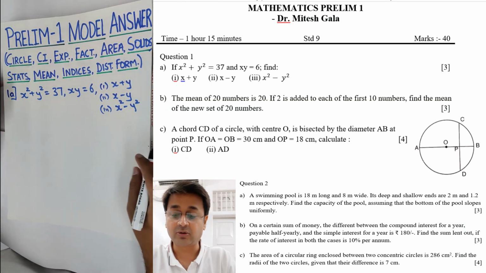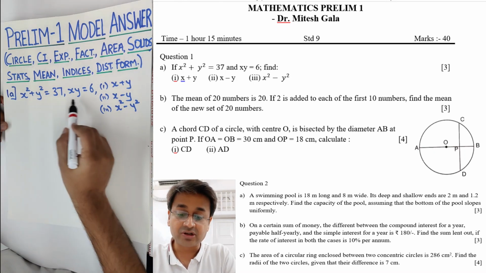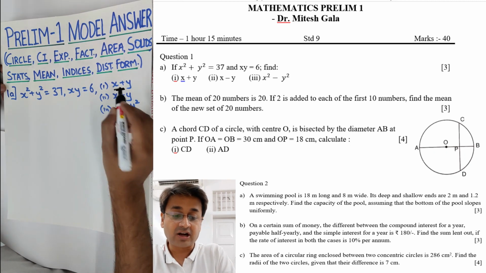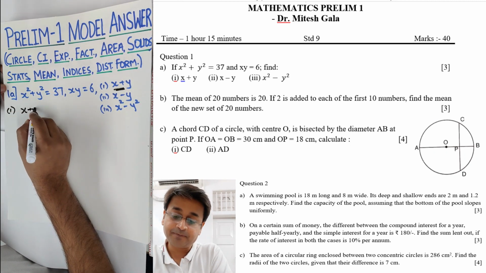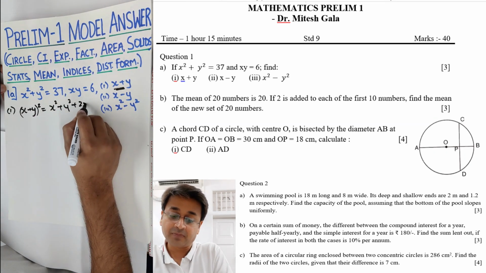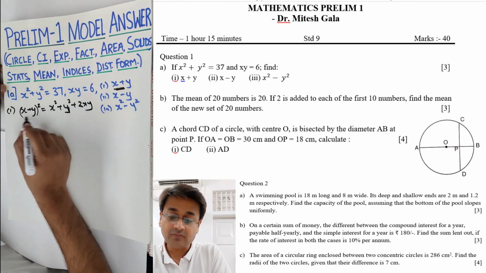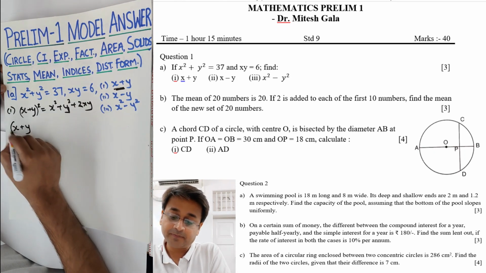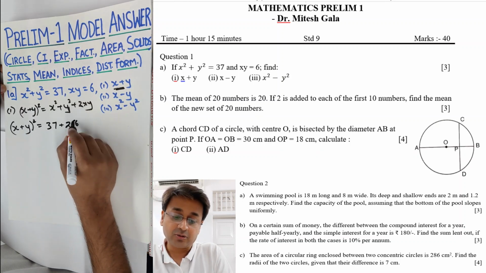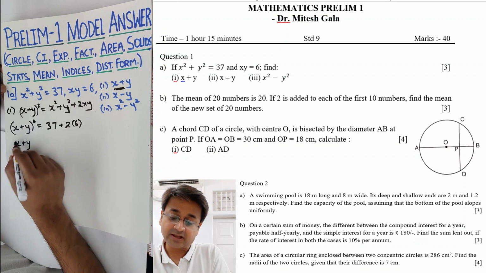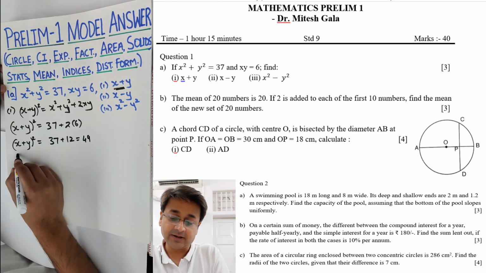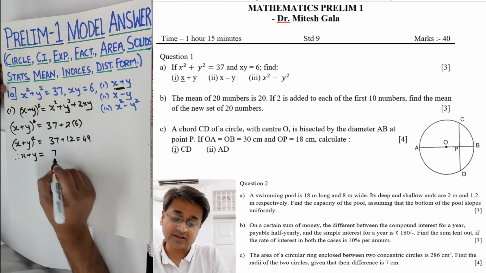So let's quickly begin. Question 1A. It's a 3 mark question and these three things have been asked, so obviously 1 mark each. Starting with the first one, x plus y. You take x plus y the whole square, which is x square plus y square plus 2xy. So x plus y is unknown, x square plus y square is 37 and 2 times 6. So x plus y the whole square shall be 37 plus 12, which is 49, and therefore we can say x plus y is 7.